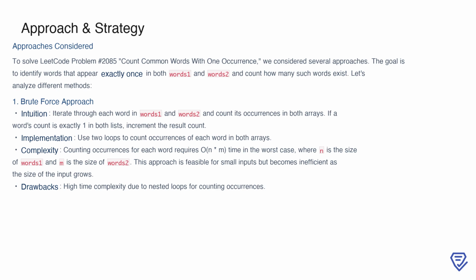However, this approach has a high time complexity, O(n*m) in the worst case, where n and m are the sizes of the two word lists. While it works for small inputs, it quickly becomes inefficient as the input size grows. The drawback lies in its repetitive counting process, making it impractical for larger datasets.